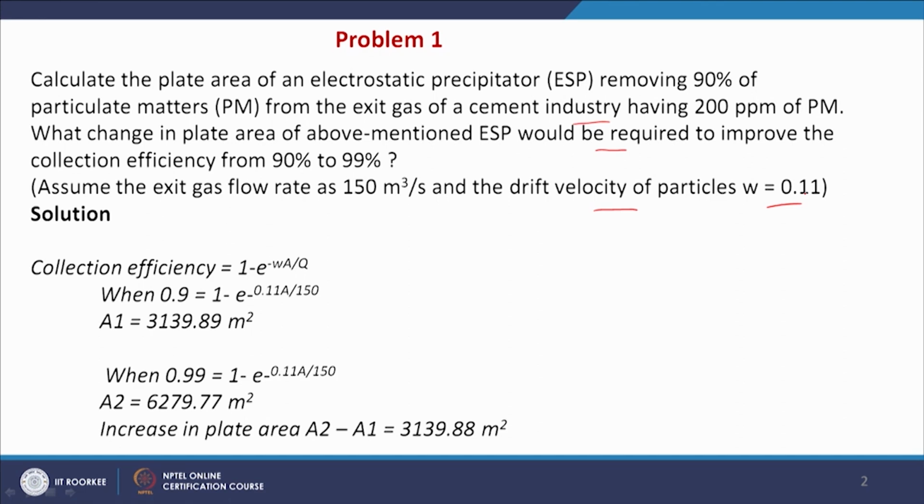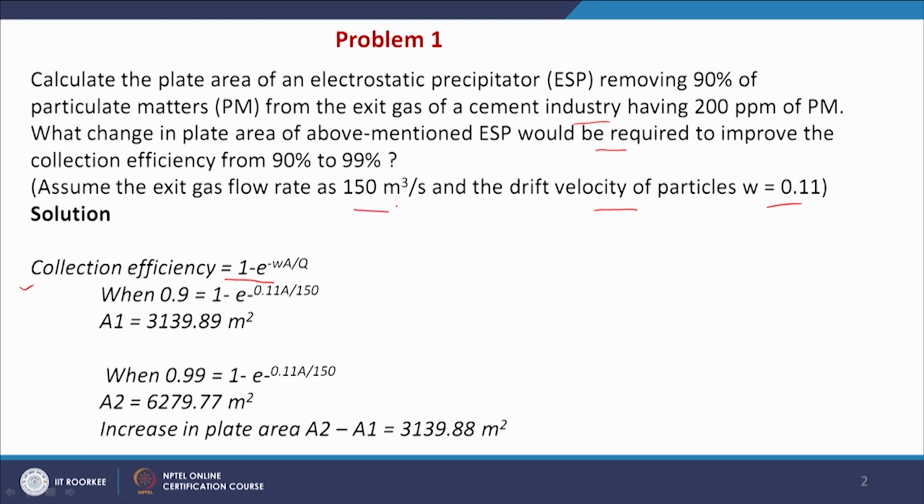So, this is the problem of electrostatic precipitator. Already we have made discussion on it in our previous classes, and here we see that collection efficiency for ESP can be determined by this expression: 1 minus e to the power minus W A by Q. In this case W is drift velocity, so here 0.11, and A is the surface area of the collector of this ESP and Q is the volumetric flow rate.